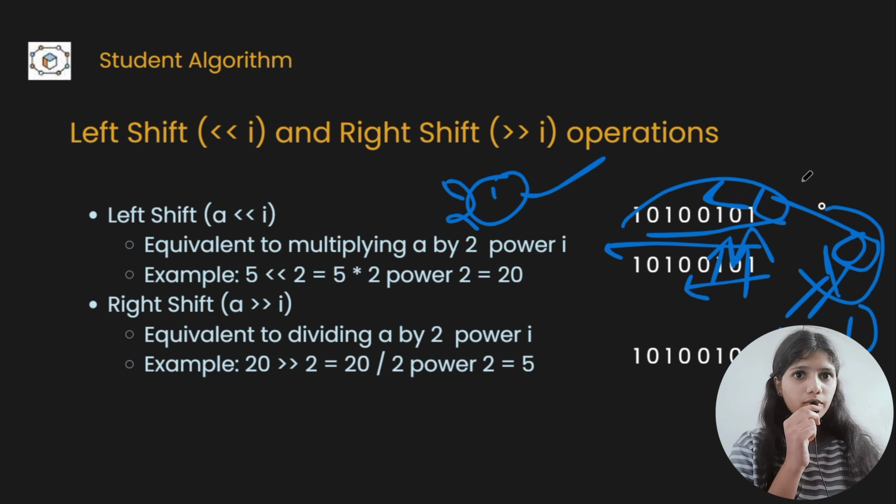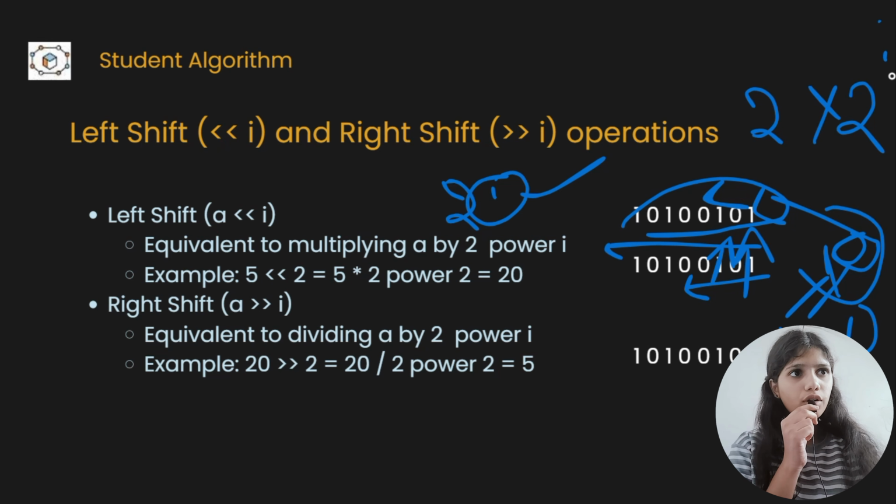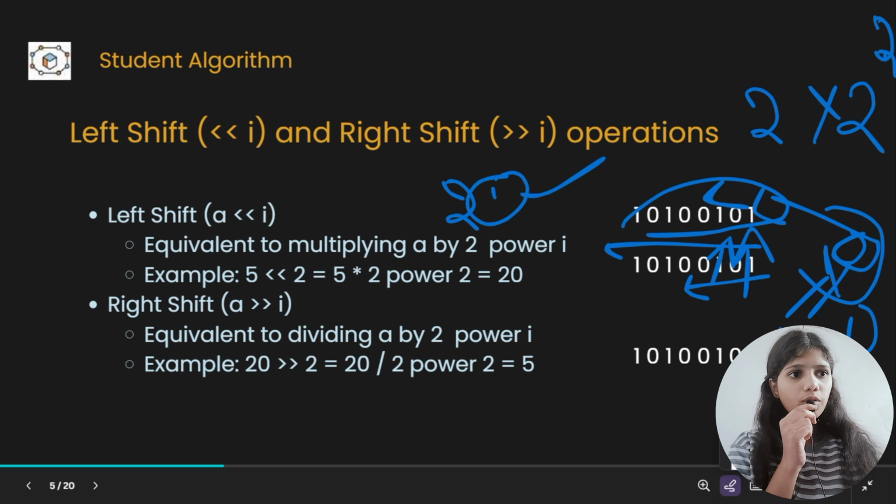This is 2 into 2 power I. 2 power I is nothing but the number of times I have shifted. I have shifted only one time, so that's why it's 2 power 1. Then the result will be 4. If I shift 2 times, then it will be 8.